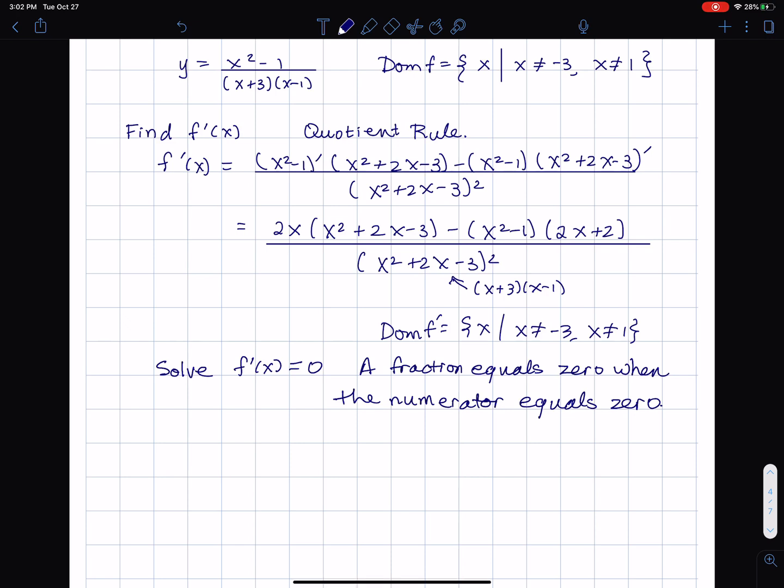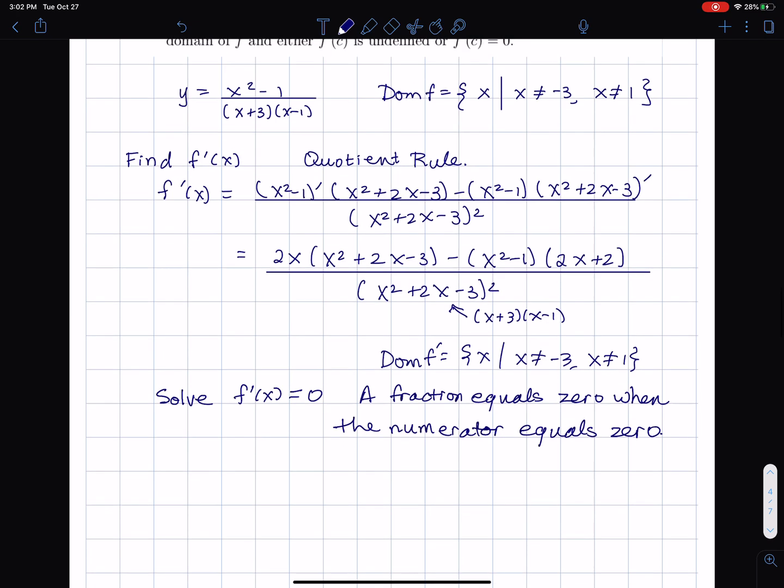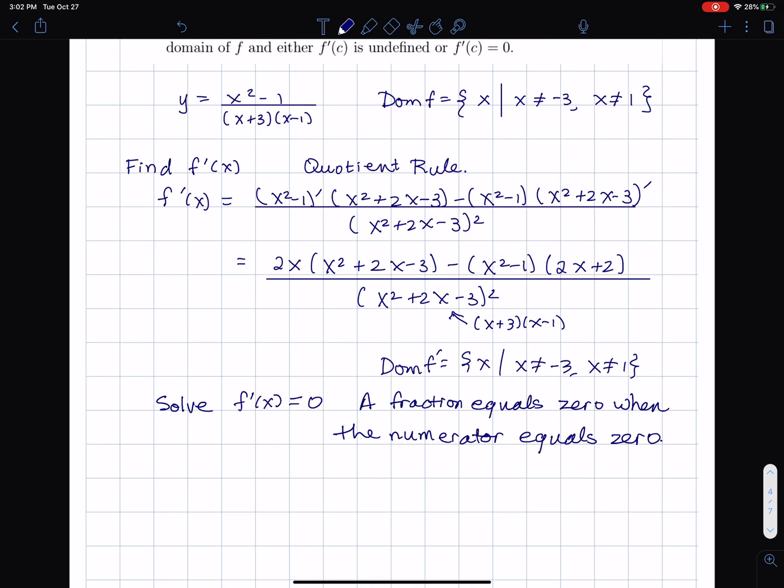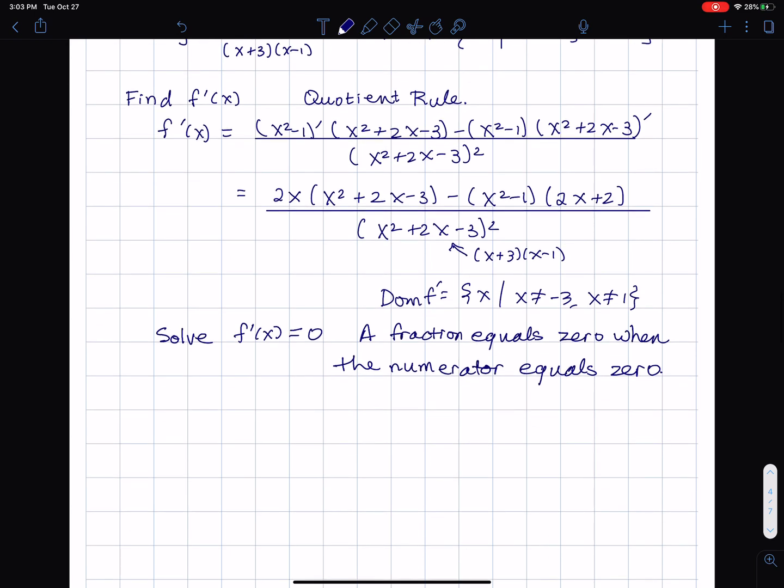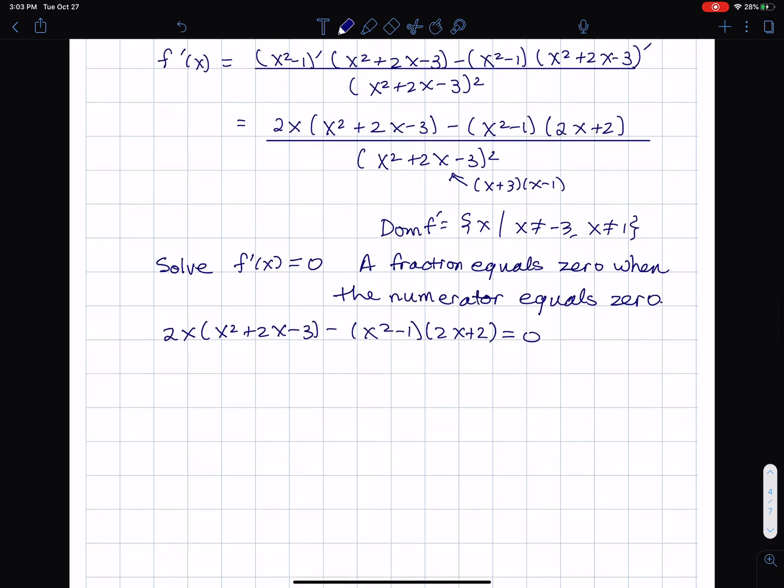If I set the numerator equal to 0, and I get that it's equal to 0 at -3 and 1, which are not in the domain of f prime, those are still not going to be critical numbers. I mean, the function f prime would still be undefined. But I just want to pick up the numerator so I don't have to carry around the denominator. I could, it wouldn't really be the worst thing for me, but it just might make things a little easier that way.